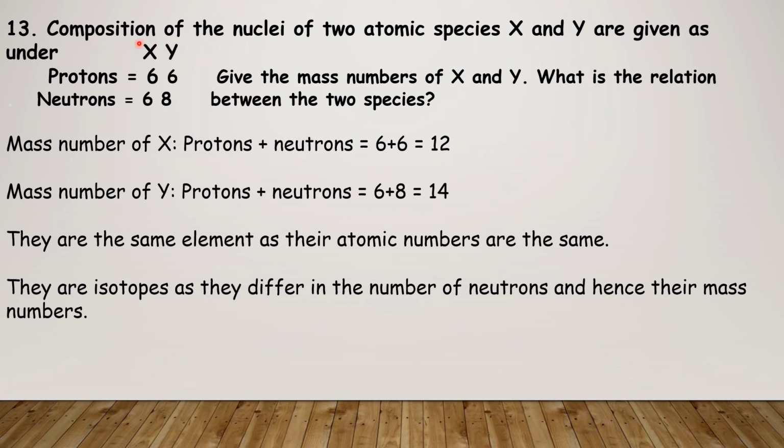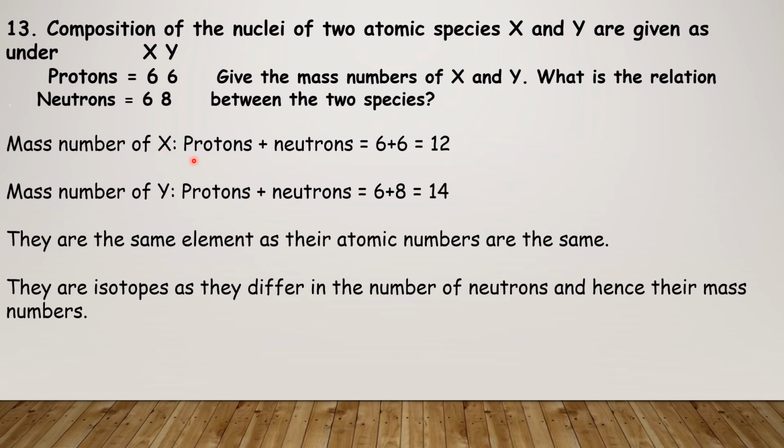13. Composition of the nuclei of two atomic species X and Y are given as under: X has 6 protons and 6 neutrons, Y has 6 protons and 8 neutrons. Give the mass number of X and Y. What is the relation between these two species?